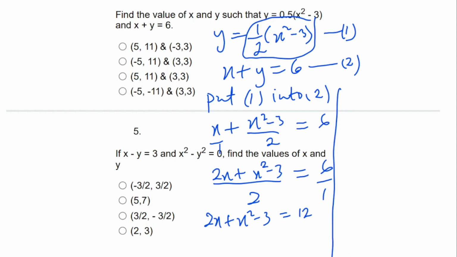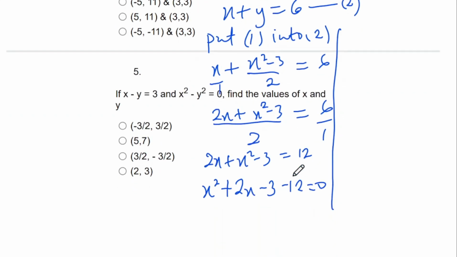All right. So this will give us x squared plus 2x minus 3 minus 12 equals what? 0. All right. So from here now, this will then give us x squared plus 2x minus 15 equals 0. So we also factorize this as well. So we can factorize it.